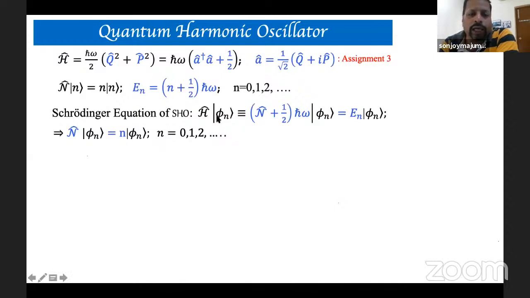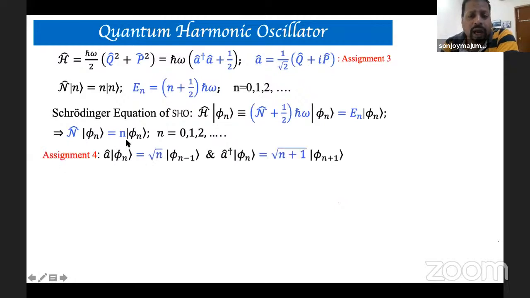So either you can write in terms of the Hamiltonian and get the quantized energy as an eigenvalue, or you can write it in terms of the number operator and get the energy levels. In both cases, this phi n, which in short form we wrote as n, are actually number states, which we'll discuss.